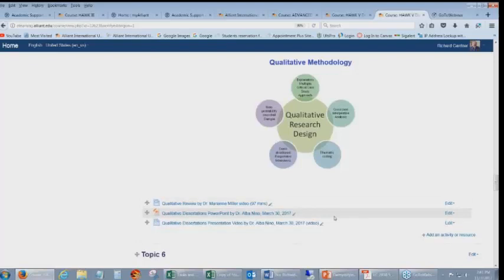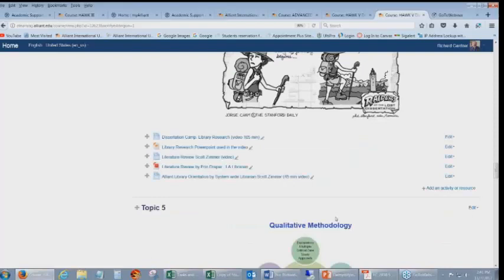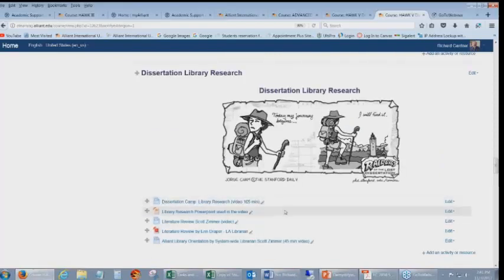Library research, we've got video of Scott up there showing you how to navigate your way through the computer. He did two of them, one a couple years ago and one this year. We have the PowerPoints in there. Literature review, this is from the gifted LA librarian, Aaron. Real good examples, et cetera.